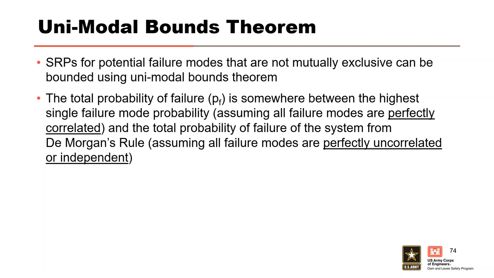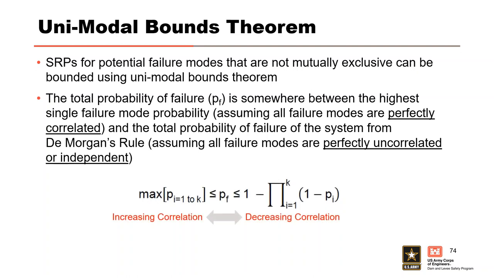If the total probability is equal to the probability of the highest single failure mode, then the potential failure modes are perfectly correlated. If the total probability is equal to the probability calculated by De Morgan's rule, then the failure modes are perfectly uncorrelated or independent. The true solution will be somewhere in between these values.